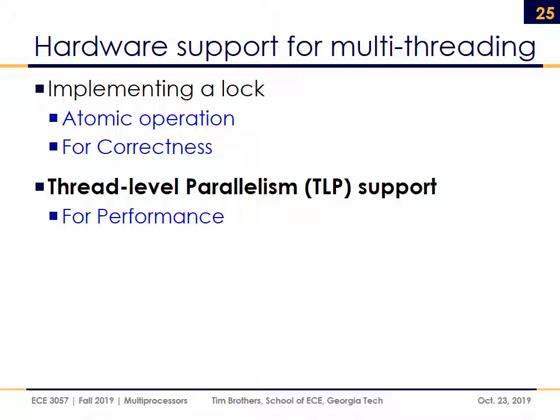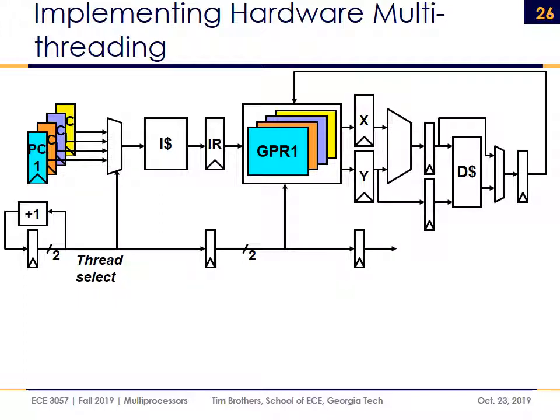So we need to implement a lock. We need to make sure that we have that locked down for that atomic operations for correctness. But in order to go beyond just the implementation of securing data, we need to have thread level parallelism support. This is done for performance. So looking at the lock, that was done to make sure that we have correct data read and write. The next thing we're going to do is talk about how do we actually implement multiple threads in hardware architecture in order to support this improved performance.